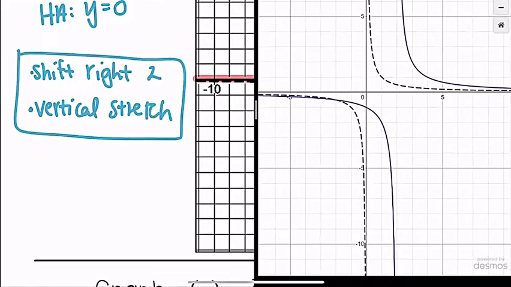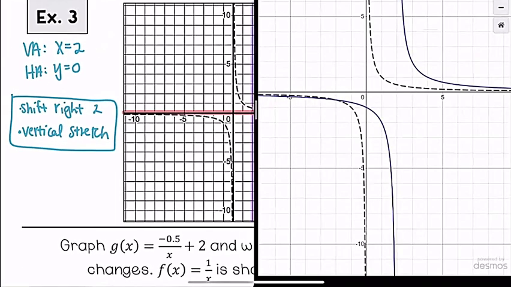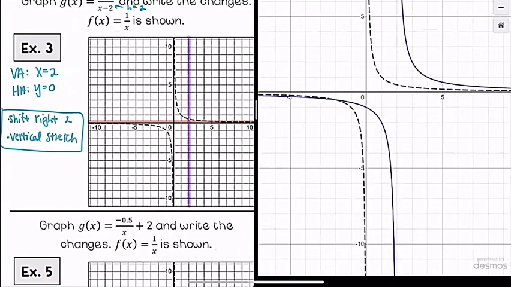So here are our 2 transformations. And then all that's left is just to graph it on my paper. I'm going to look for an x-intercept and a y-intercept. There is no x-intercept because we have a horizontal asymptote at 0, so it's never going to cross the axis. You can see that on your paper or on your graph. But our y-intercept is -1.